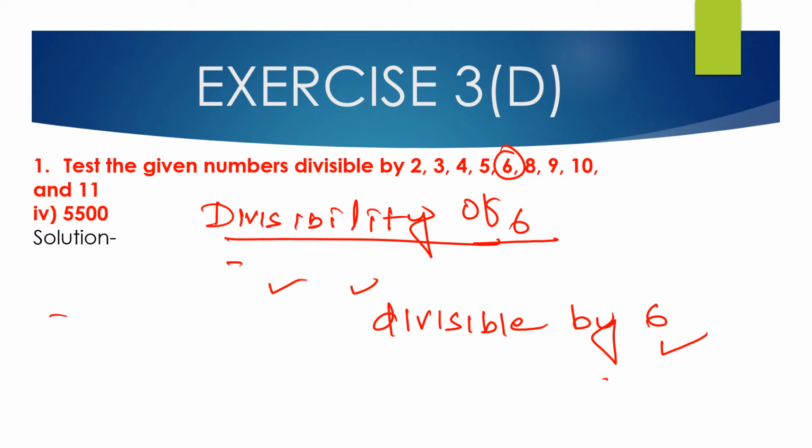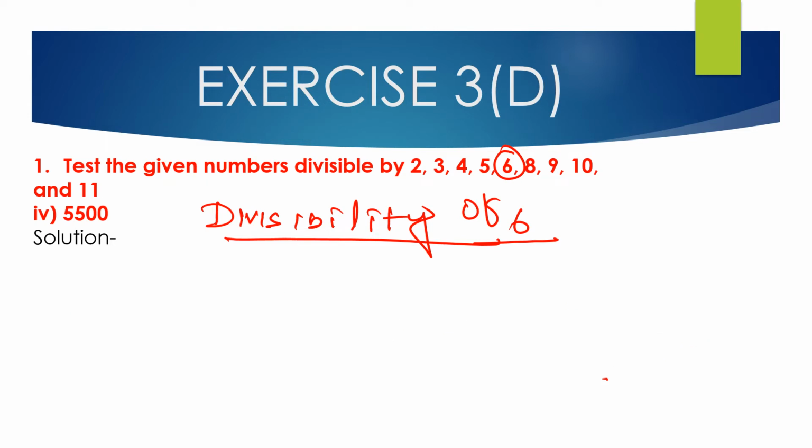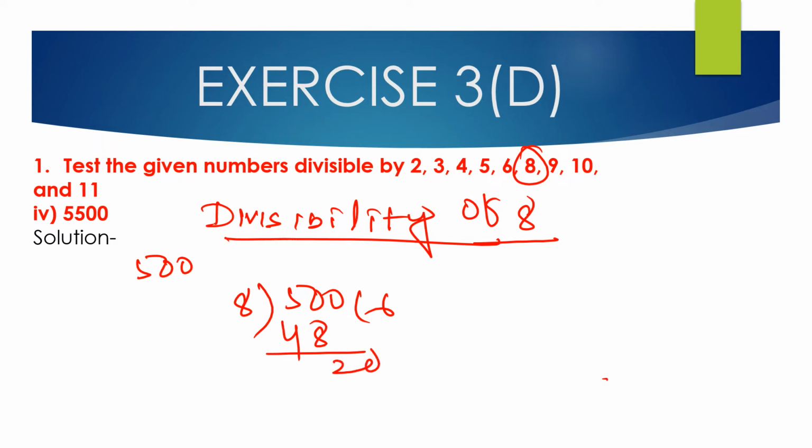Now we will check whether the number is divisible by 8 or not. If the last 3 digits of the number are divisible by 8, then the number is divisible by 8. The last 3 digits of the number 5500 are 500, and we divide 500 by 8. 8 7s are 56, 8 6s are 48, remainder 2, and we get 60 and so on. There is a remainder, so 500 is not divisible by 8.